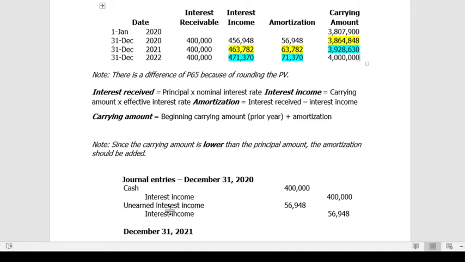Next, for December 31, 2020 naman, you recognize the interest income na na-earn na natin. Kaya nga, you debit unearned interest income, binawasan na siya, 56,948, and then credit interest income, 56,948. Okay, you try to add 56,948 plus 63,782 plus 71,370, yung mga amortization for the 3-year period.